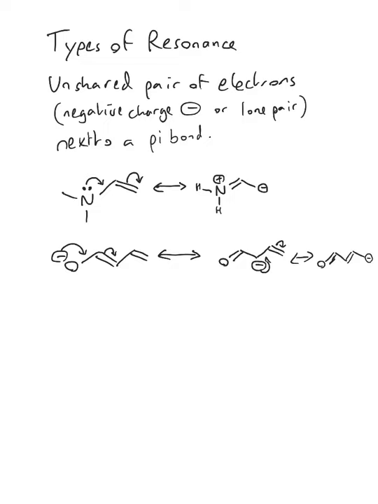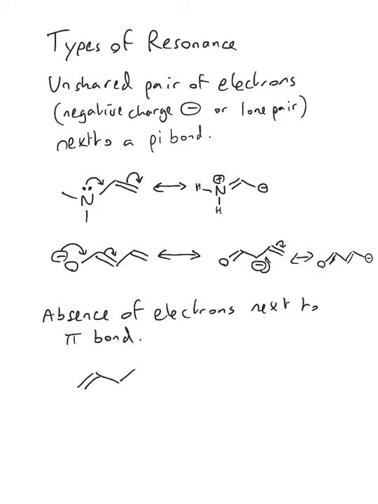All right. There can also be an absence of electrons next to the double bond. So next to a pi bond, double bond. They're pretty much interchangeable. So what does that look like? So we have some system like this.